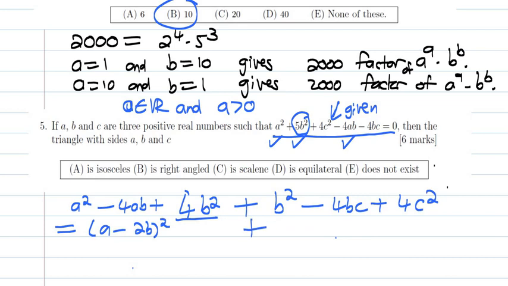Alright, now can I rewrite the last three terms? Anybody? Indeed. So how? B minus 2c and then the whole thing squared. Good stuff. Alright, do you now see? We know that this is equal to 0. So we know that this is equal to 0. And so what can we deduce now?